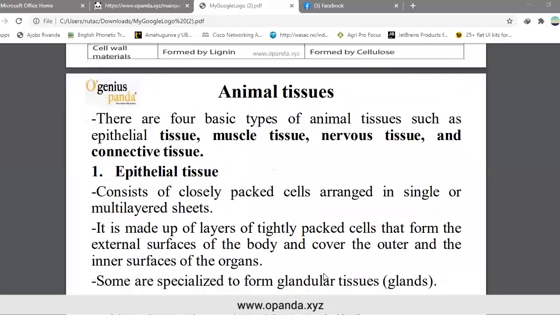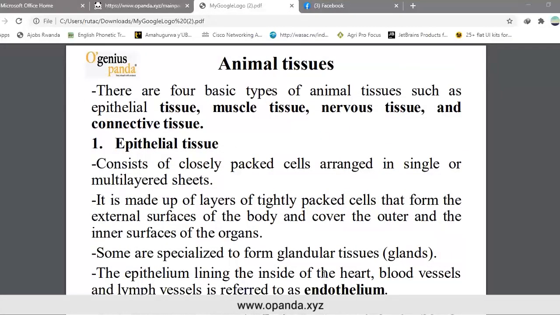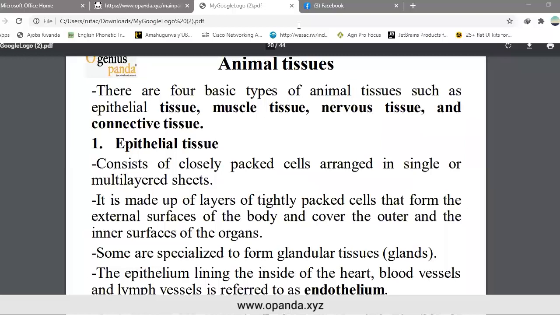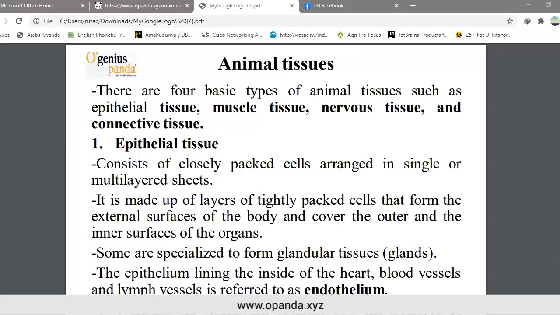For epithelial tissue, they consist of closely packed cells arranged in single or multi-layered sheets. Epithelial tissues are made up of layers of tightly packed cells that form the external surfaces of the body and cover the outer and the inner surfaces of the organs. Epithelial tissues, please, are those which are found especially on our skin. They are there for protection against the entry of microbes or other pathogens.